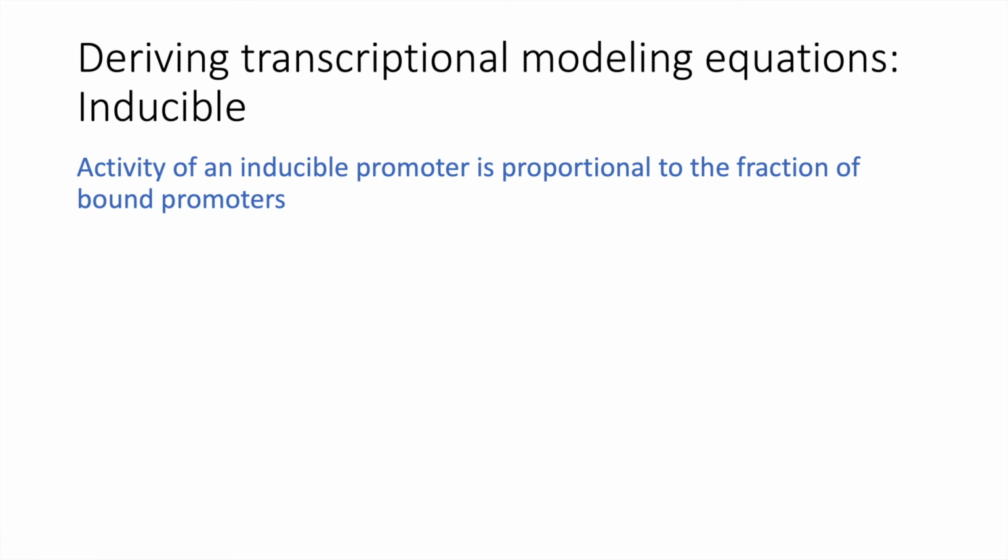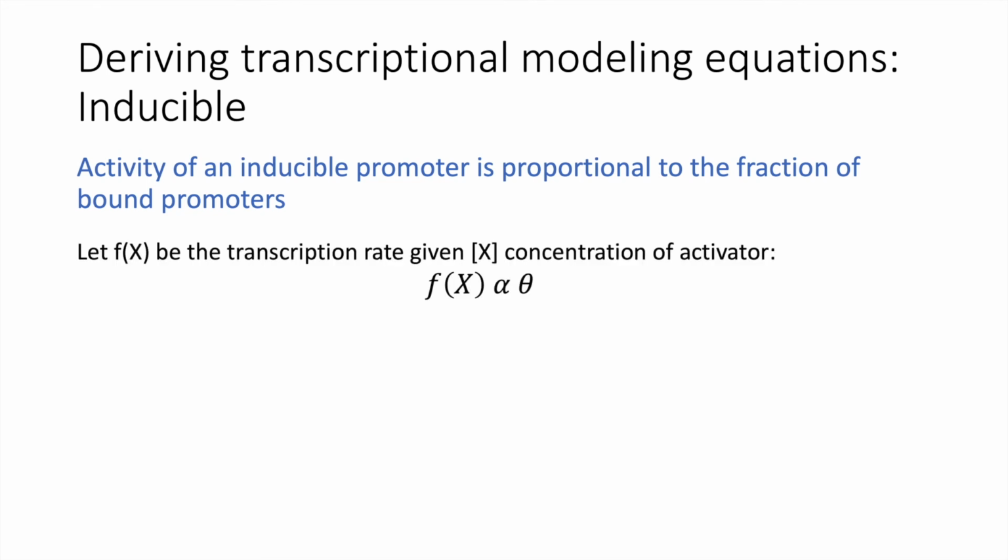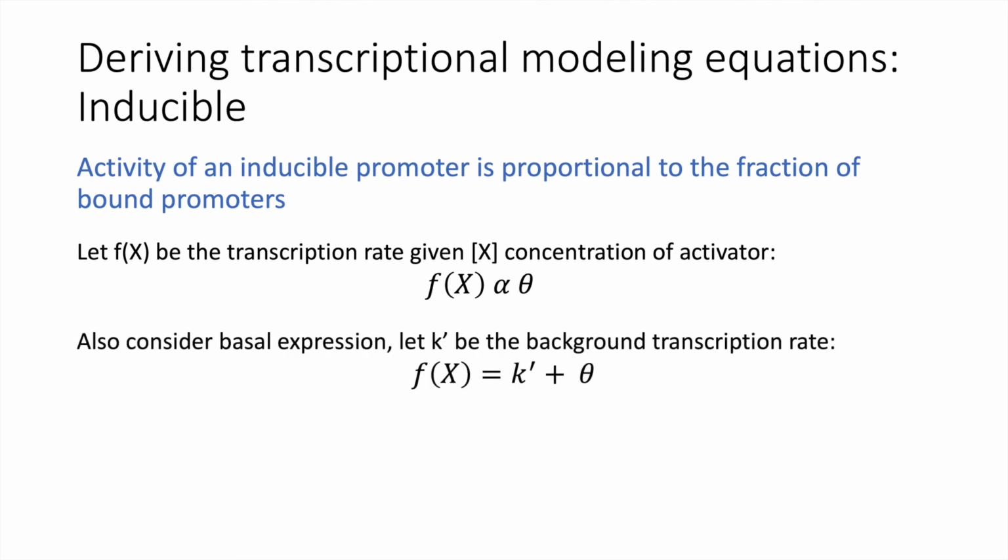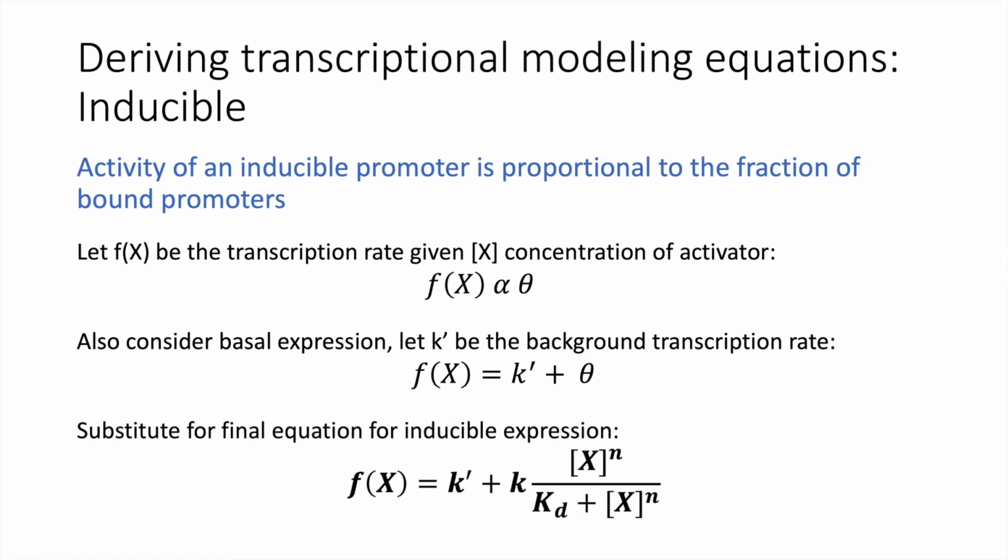So let's now look at inducible promoters specifically. The activity of an inducible promoter is proportional to the fraction of bound promoters. So exactly what we solved, theta. So let f(x) be the transcription rate given x concentration of the activator. It will be proportional to theta. But we also have to consider basal expression. So let's let k prime be the background transcription rate. And then we just substitute for theta, and then we get this final equation for inducible expression.